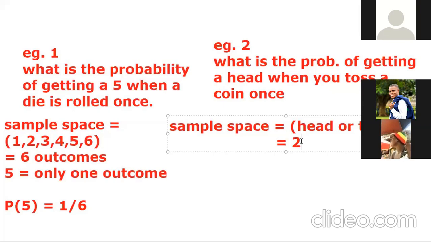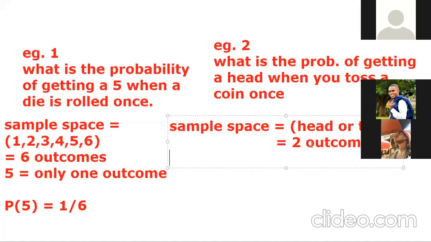So the sample space will be 2, either a head or a tail. So you have either the head or you have the tail. So the sample space is what? 2. That's why in the rolling of a die, our sample space is 6 outcomes. So the sample space for this one is 2 outcomes.